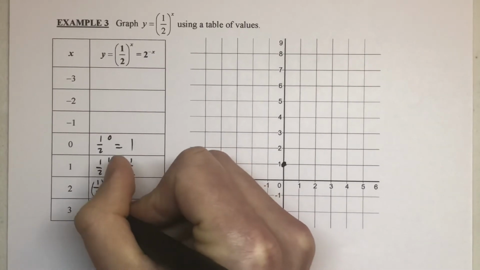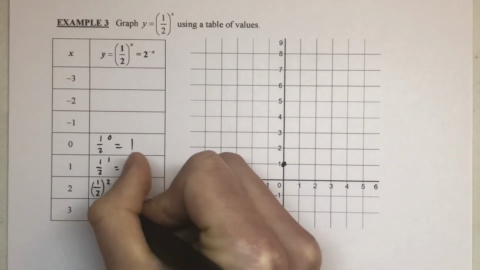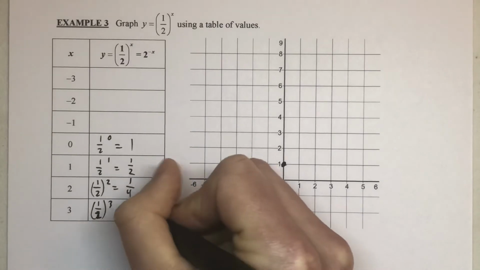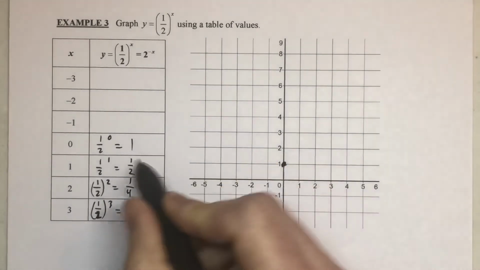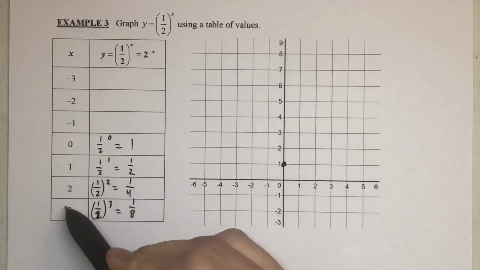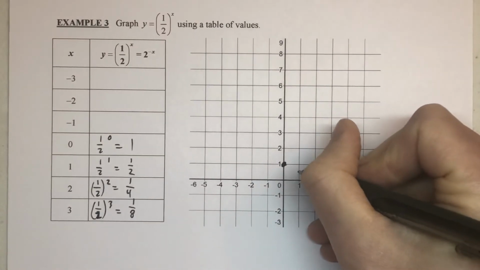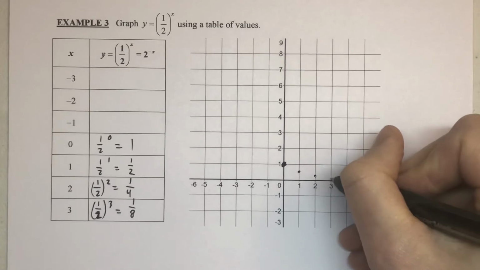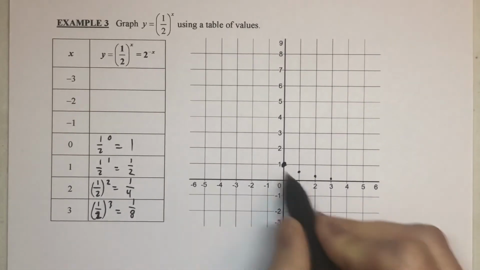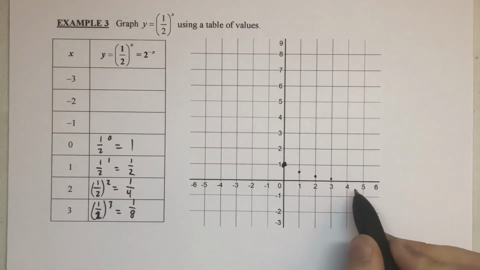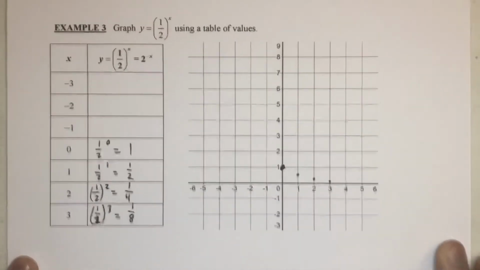And 1/2 to the third, 1/2 times 1/2 times 1/2 would be 1/8. So you've got the points (1, 1/2), (2, 1/4), (3, 1/8). So we see this decreasing tendency, that asymptote behavior, as we go off to the right.